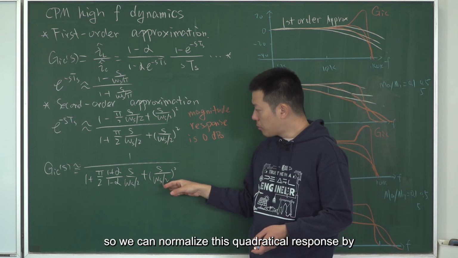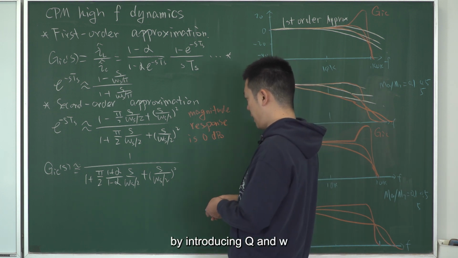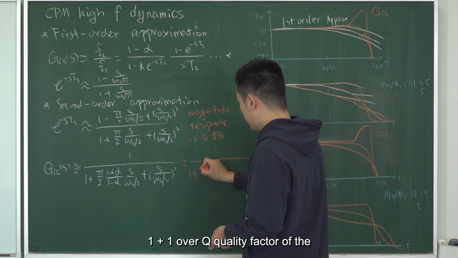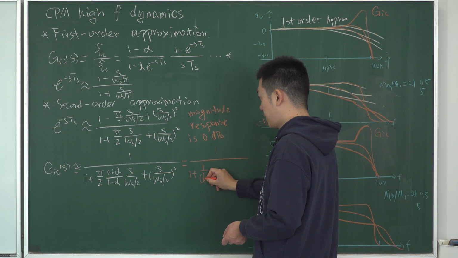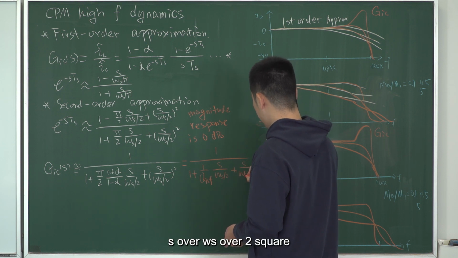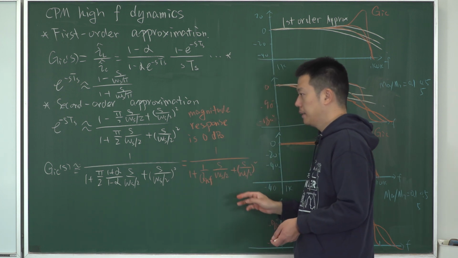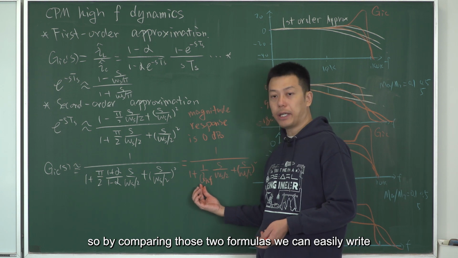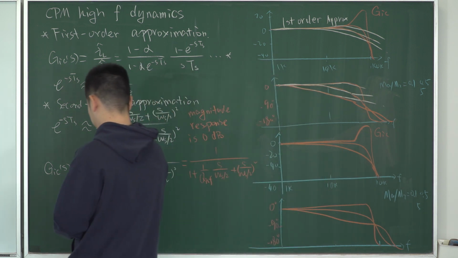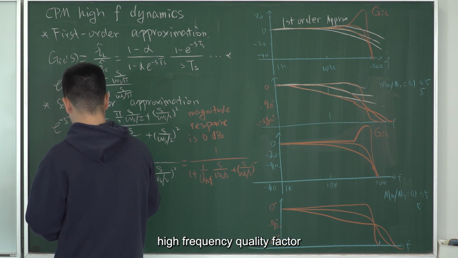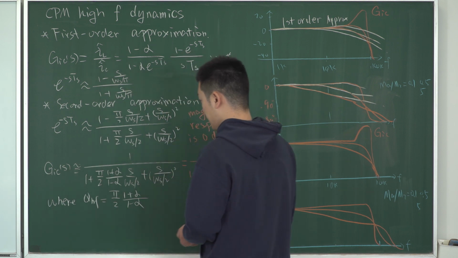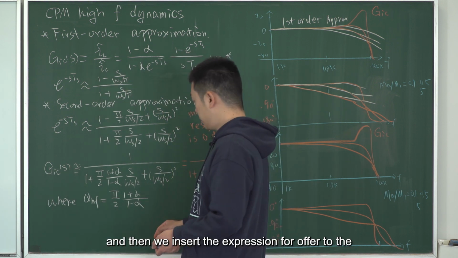So we can normalize this quadratic pole response by introducing Q and omega. The normalized result will be 1 over 1 plus 1 over Q, the quality factor of the high frequency, times s over omega_s over 2 plus (s over omega_s over 2) squared. By comparing those two formulas, we can easily write the expression for the quality factor Q_HF: the high frequency quality factor equals pi over 2 times (1 plus alpha) over (1 minus alpha). And then we insert the expression for alpha into the formula.